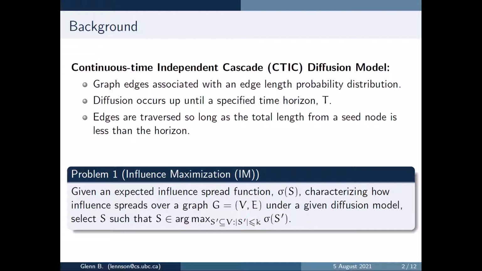Diffusion occurs up until a specified time horizon, or time limit, t. The set of nodes that can be reached from a source via a path that is less than the time horizon are those that are considered active or influenced. The influence maximization problem then is to find the set of source nodes, also referred to as seeds, subject to a cardinality constraint on the size of the set, that yields the highest expected number of influenced nodes, where the expectation is over the randomness in the edge lengths.